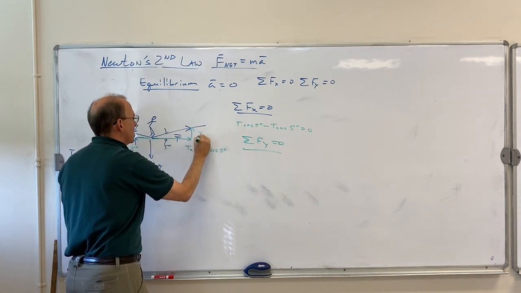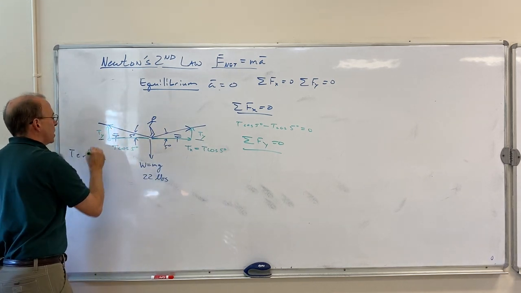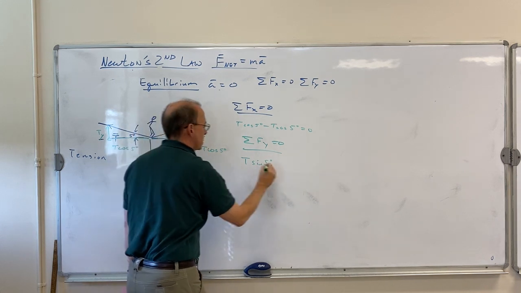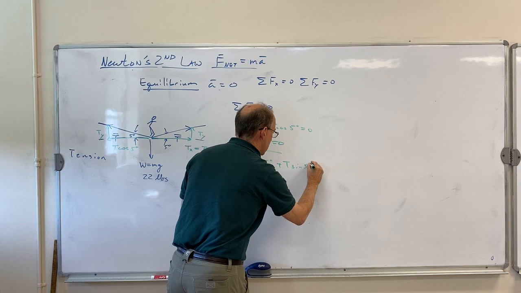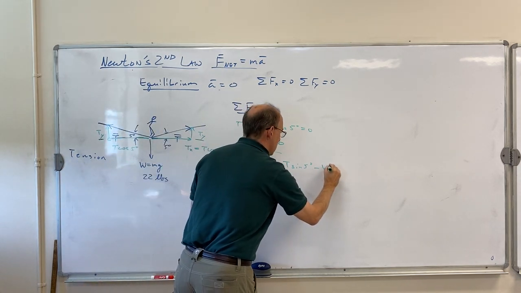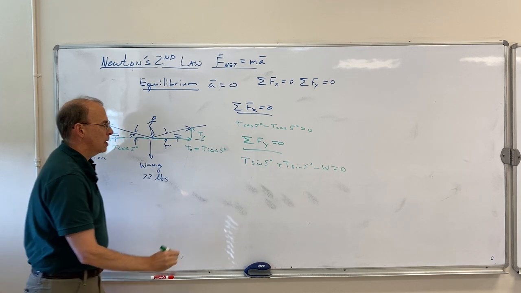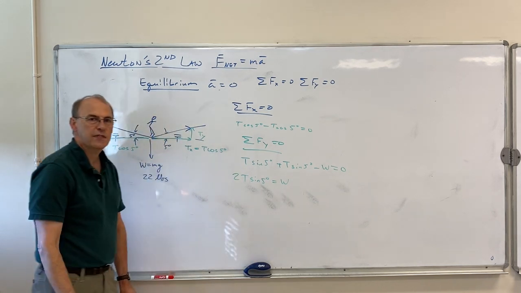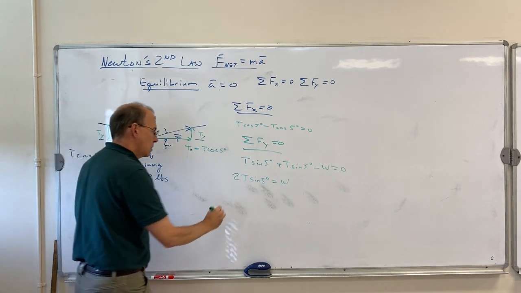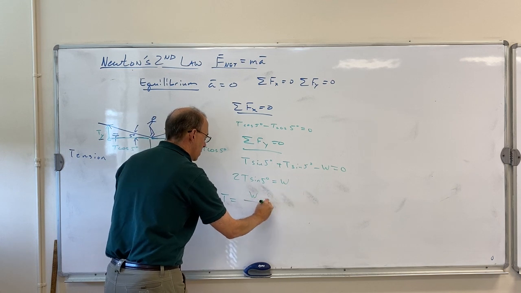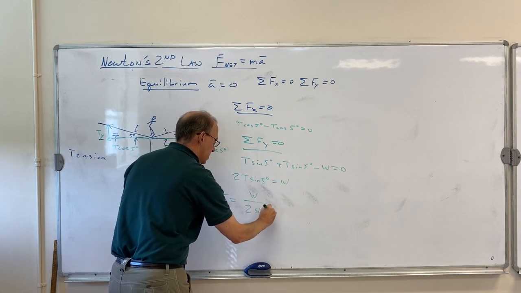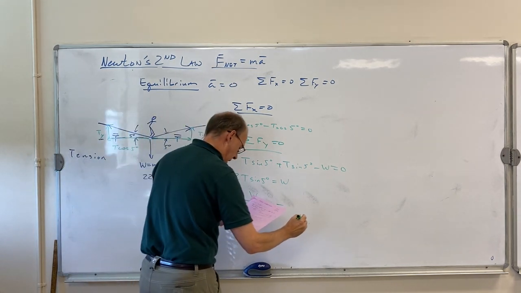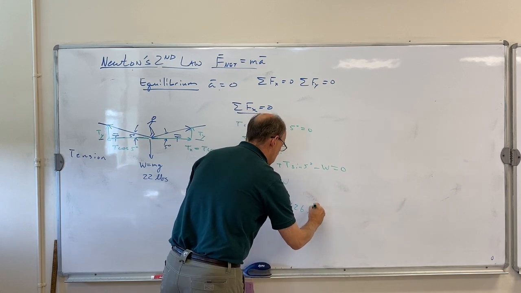I've got a Ty here, where that Ty is T sine 5 plus T sine 5 minus W equals 0. This says 2T sine 5 is W. I know I'm going kind of fast, but I'm assuming if you need to, you'll stop the video. So T is W over 2 sine 5. W is 22 pounds over 2 sine 5, gives you 126 pounds.